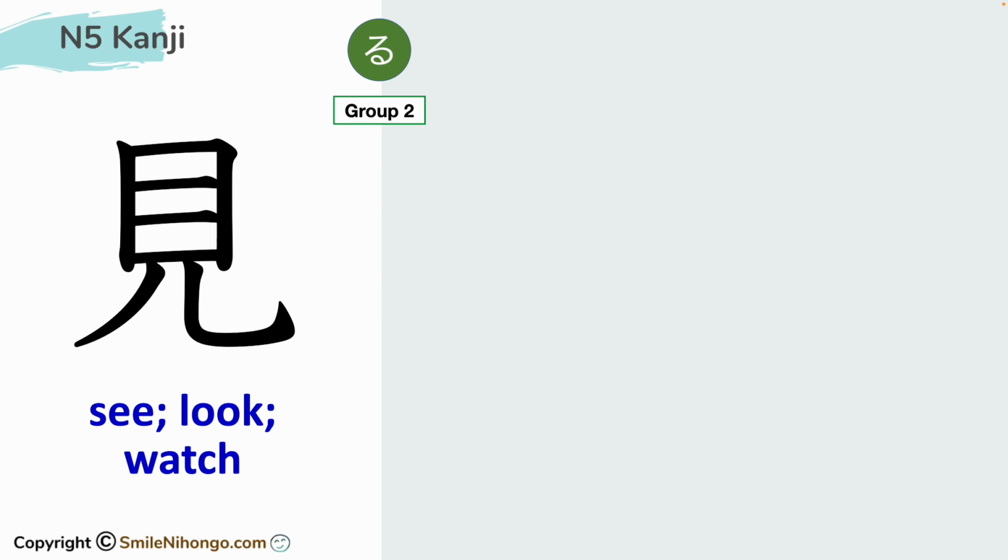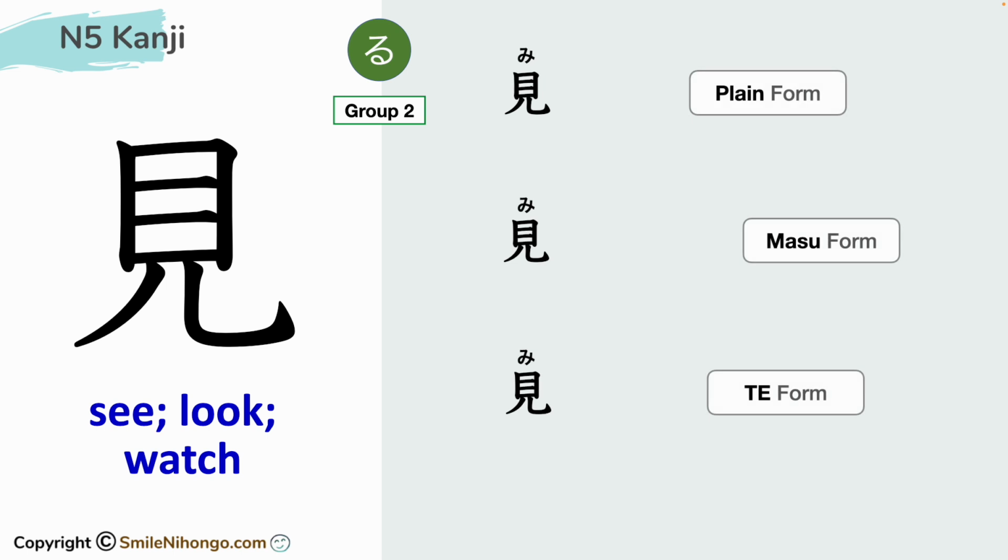最初の漢字はこれです。The first kanji is this one. This kanji means to see, look, or watch, and it has multiple readings assigned. But as I said, I'm going to only focus on the reading of this kanji as a verb, which is 見. This verb is a ru verb, which is group 2 verb in some textbooks. And this is how you conjugate this verb for its plain form, masu form, and te form. Mi, ru, miru, mi, masu, mimasu, mi, te, mite.